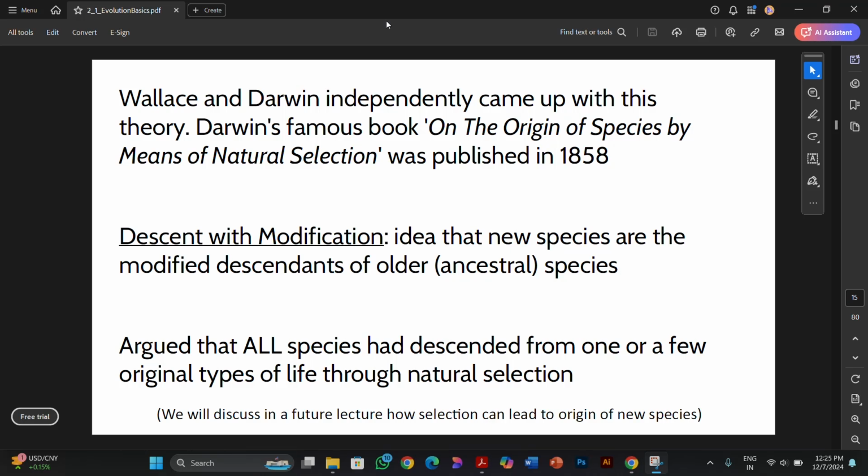Then Wallace and Darwin independently came up with this theory. Now, Darwin's famous book on the origin of species by means of natural selection was published. There is one more modification. The idea that new species are modified descendants of the older or ancestral ones is called descent with modification theory. It is argued among people that all species are descended from one or few original types.